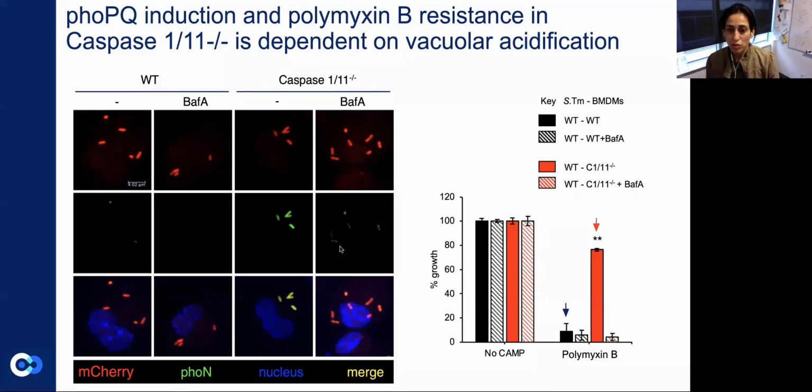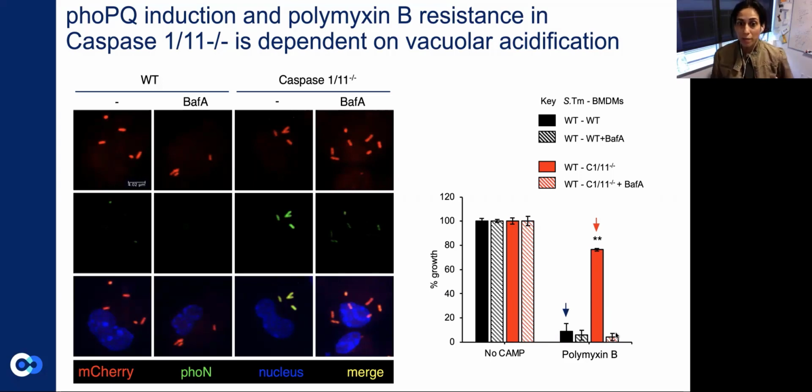And we can also see this with resistance to polymyxin B. So you lose 4p4q induction by bafilomycin treatment of the caspase-1 knockouts. And if you look at this last bar here, you lose polymyxin B resistance of bacteria isolated from the caspase-1 knockouts if you treat with bafilomycin A.